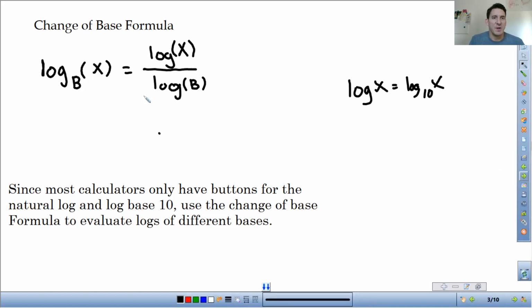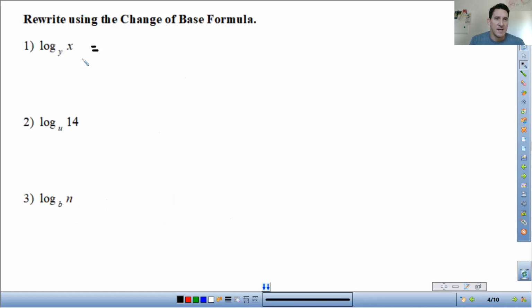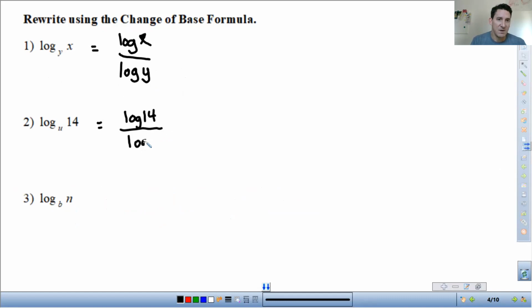Let's actually look at an example here. We're just going to rewrite this using the change of base formula. Again, we can use any base that we want for the log, but to keep it simple so it matches the calculator, we're going to just use log base 10, which is just log, no base in there. So this is equal to log base 10 of x divided by log base 10 of y. And that's it. This one's real simple too. So this is log base 10 of 14 divided by log base 10 of u. And the next one, log base 10 of n divided by log base 10 of b. So real simple to see how to change the base.